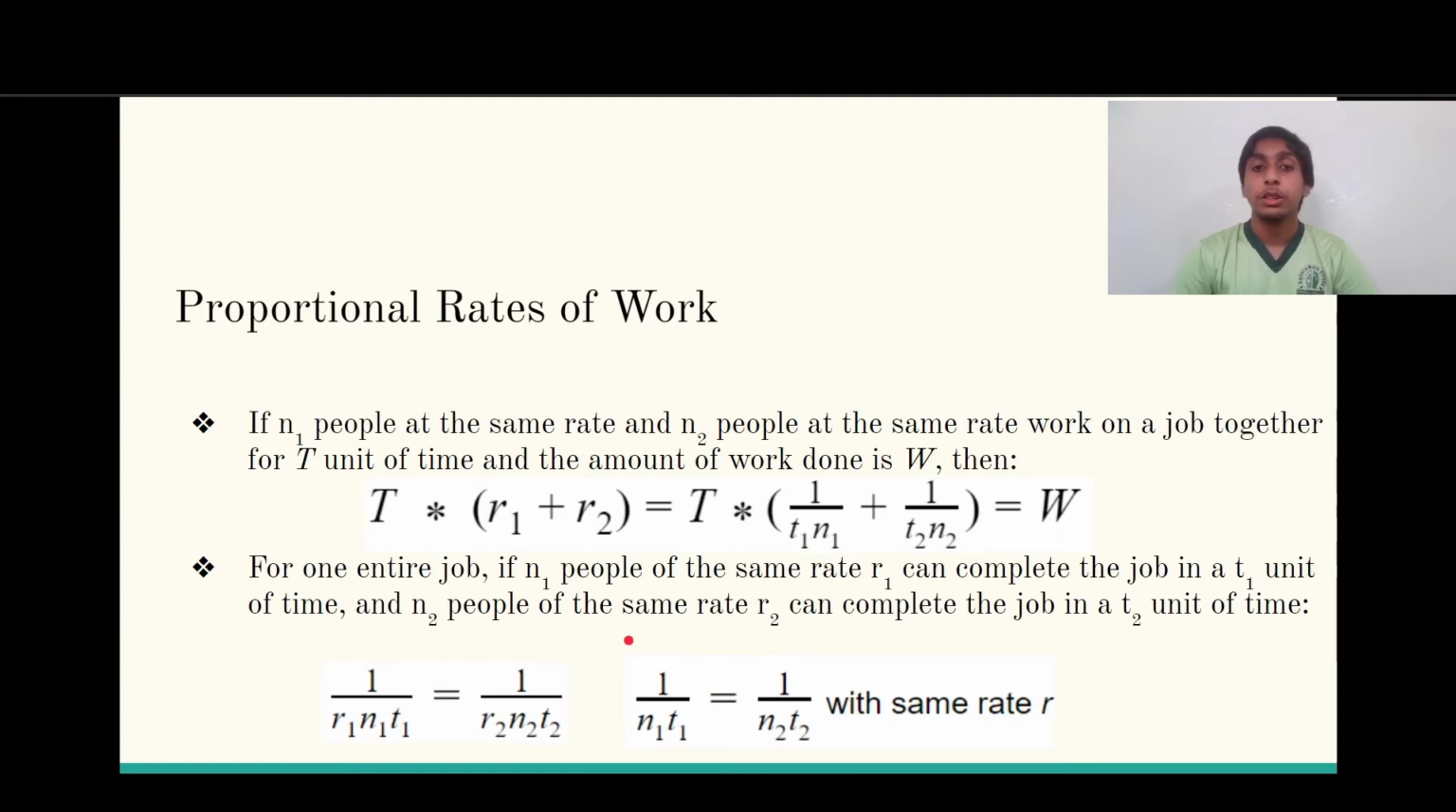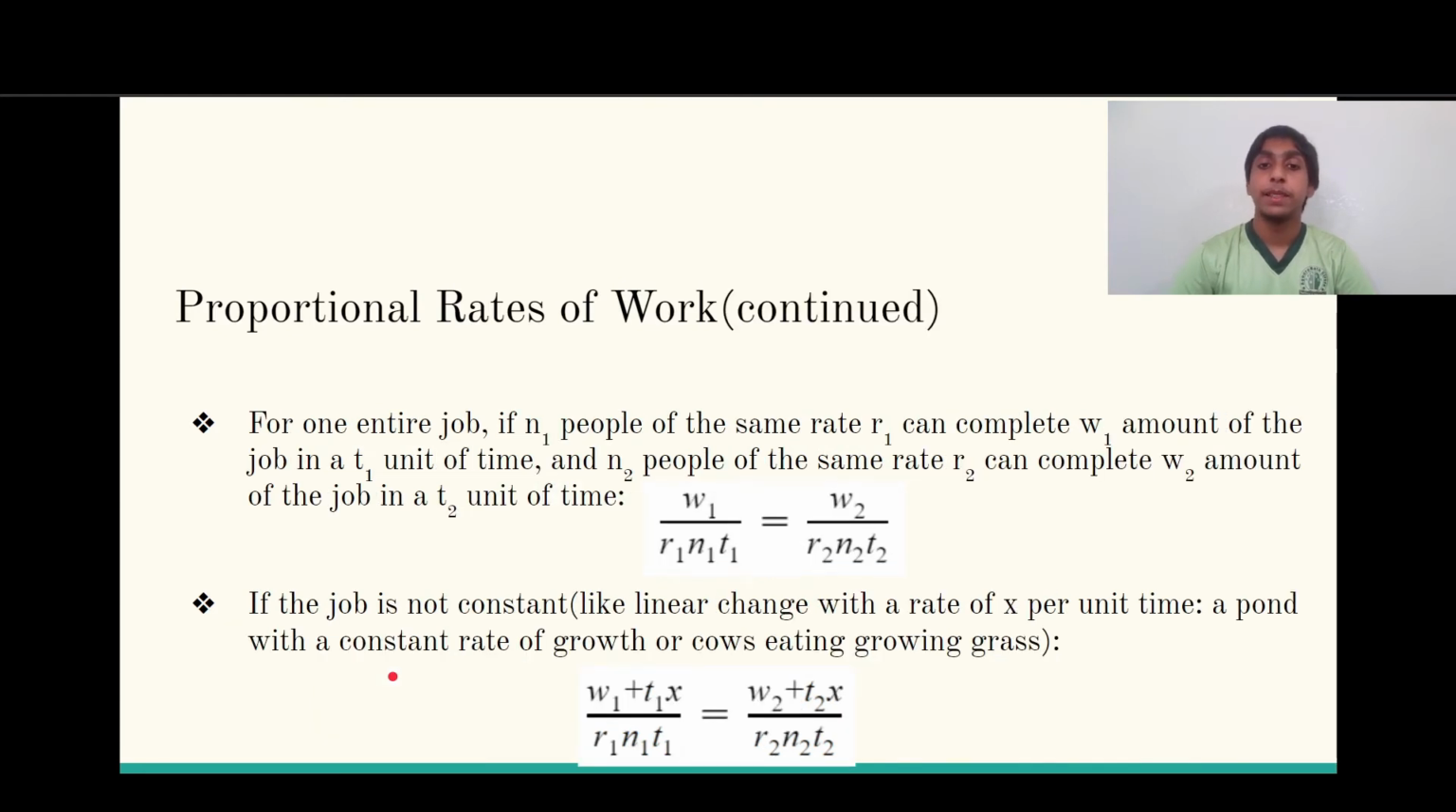So basically, you're just learning how we can expand this for more people. And then here we're setting up a proportion if different groups of people can do it at different times. How are they equivalent? And then we've expanded that to if they don't complete the job, but they only do a part of it. And here, if there's linear growth, combating the work they've already done.